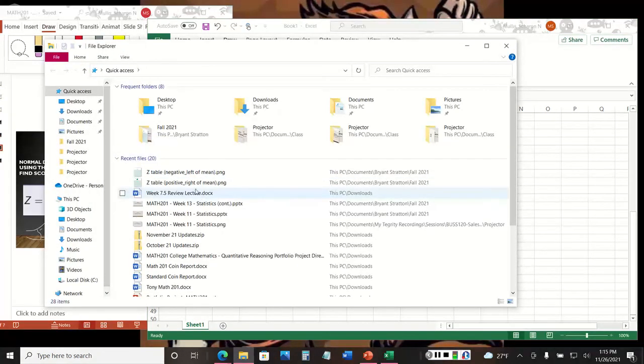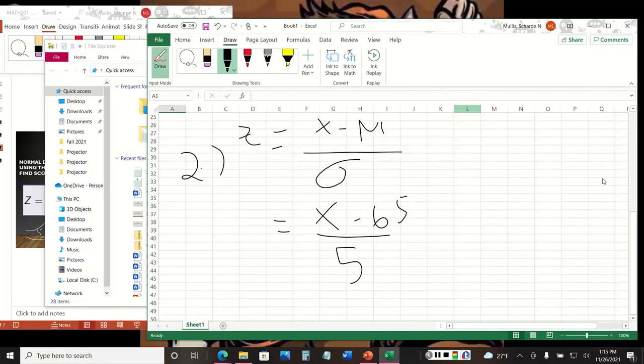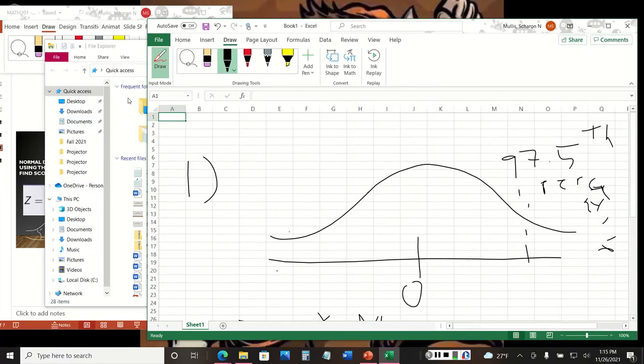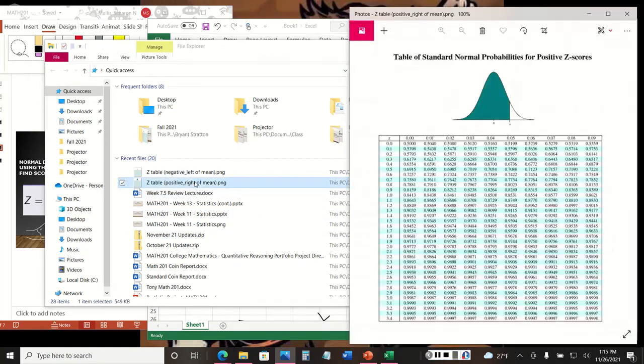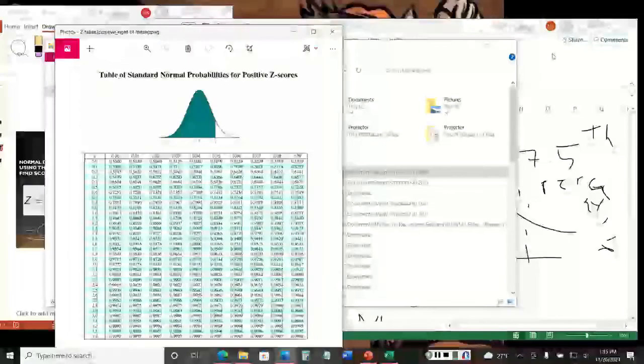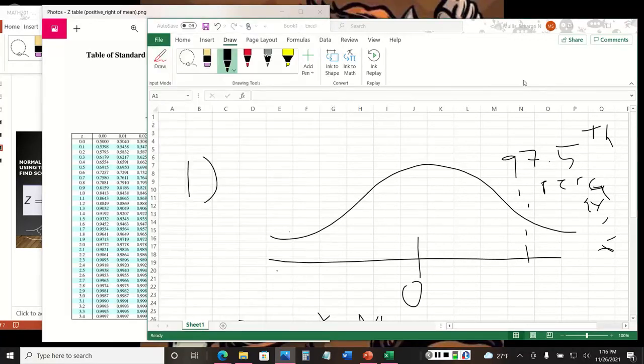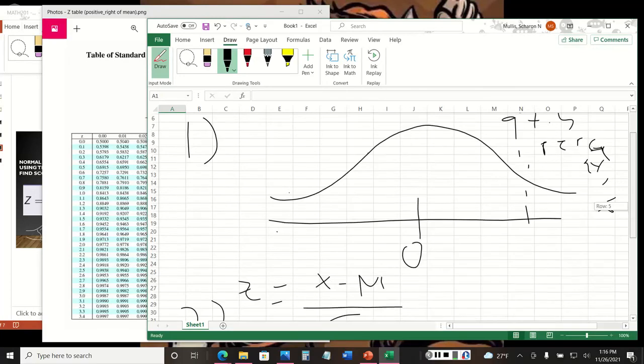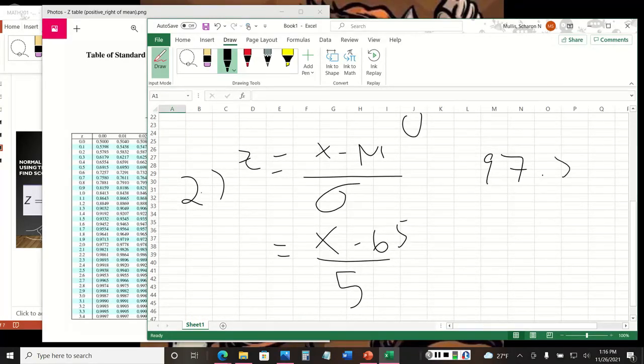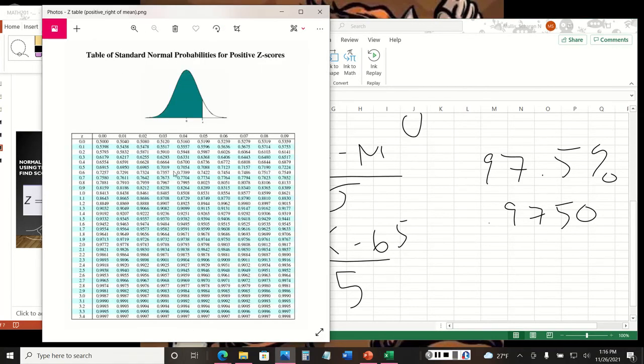Now, there's 2 different tables that you use, depending on whether it's on the right-hand side of the mean or the left-hand side of the mean. We know that 97.5 is on the right-hand side of the mean, so we're going to use a positive Z table. And what we need to do is find 0.975, because 97.5% is the same as saying 0.9750. We need to find this value, 0.975, on this table.